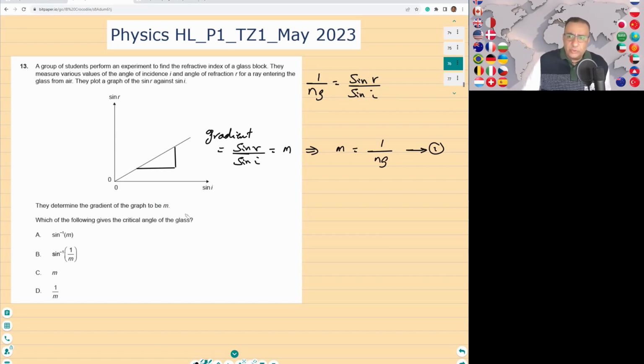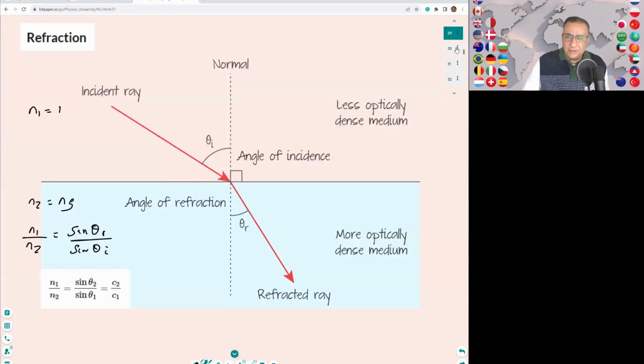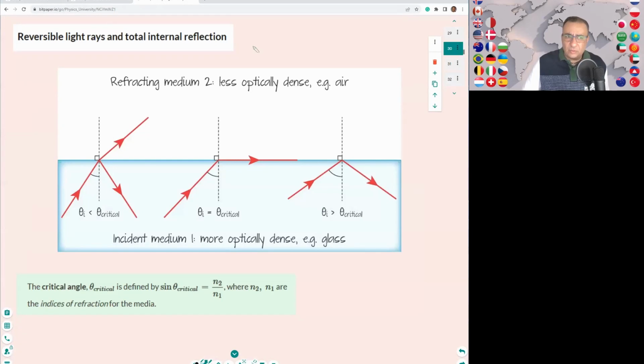Now, there is a switch here in the question, and that is really a trick. Because now he says, okay, which of the following gives the critical angle of the glass? So why did I say a switch here? Let's remember our information about the critical angle and total internal reflection.